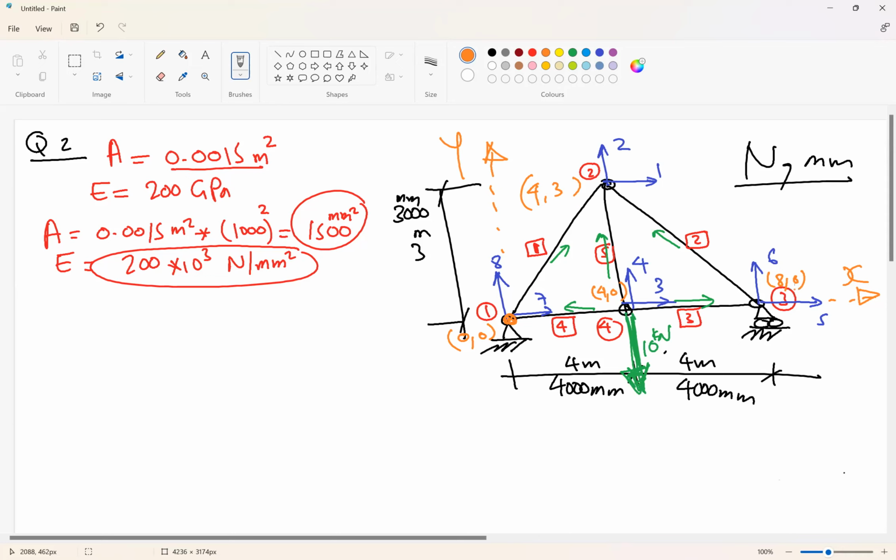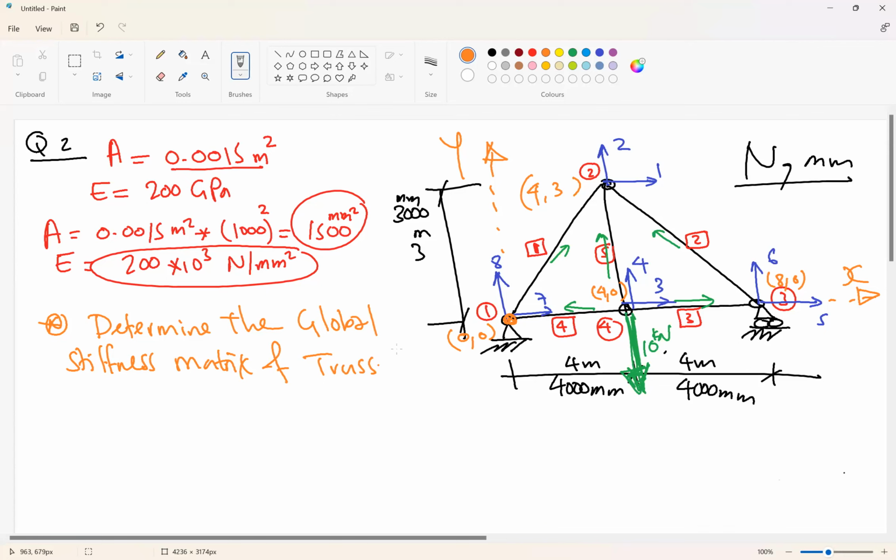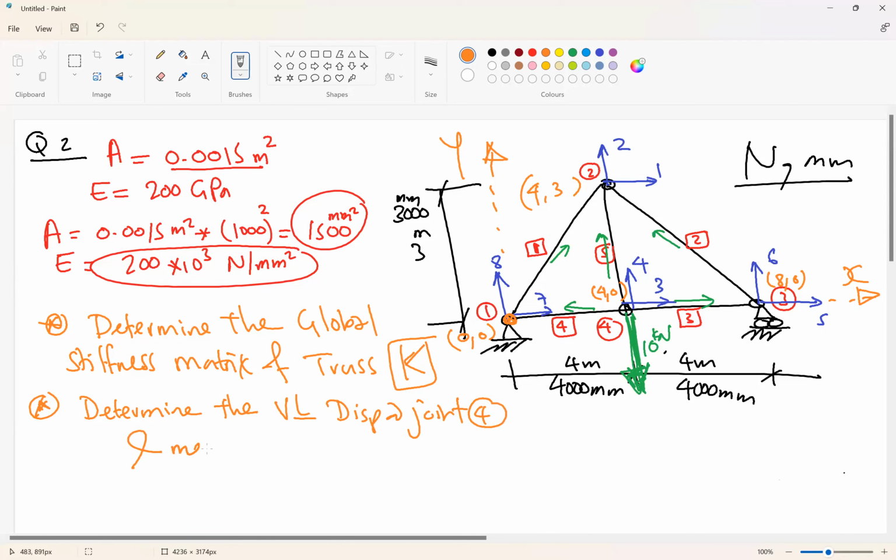Now, the requirement is to determine the global stiffness matrix of the truss, K. The second requirement is to determine not all the unknowns, only the vertical displacement at joint 4 and the member force in member 4 as well. So this is our requirement.